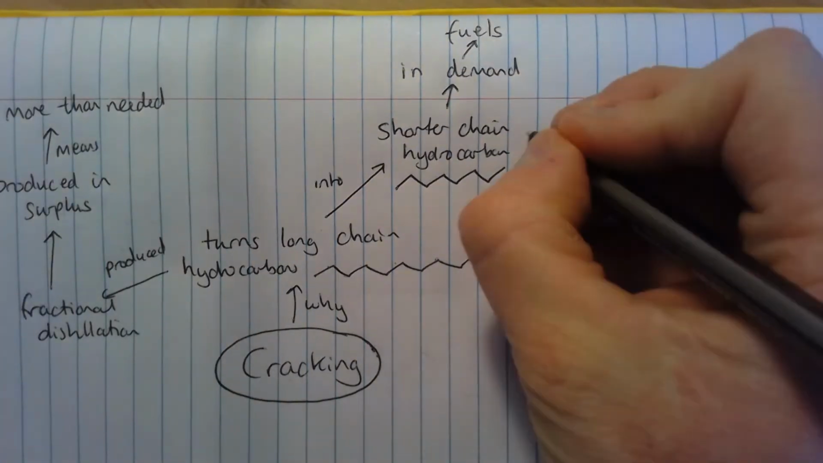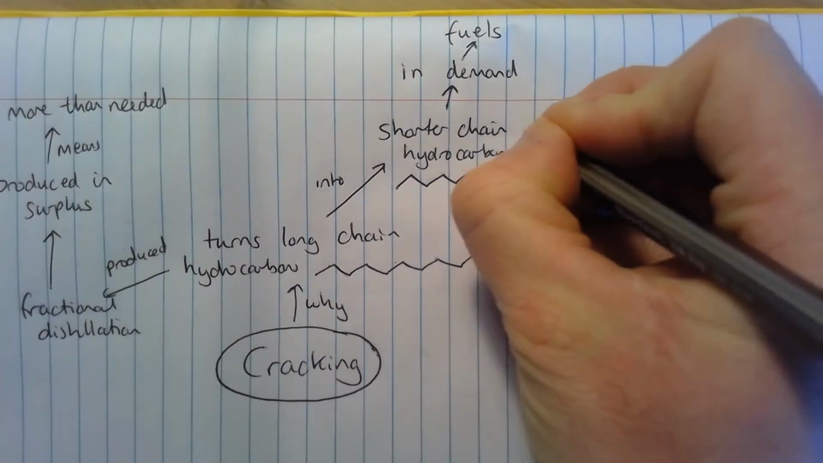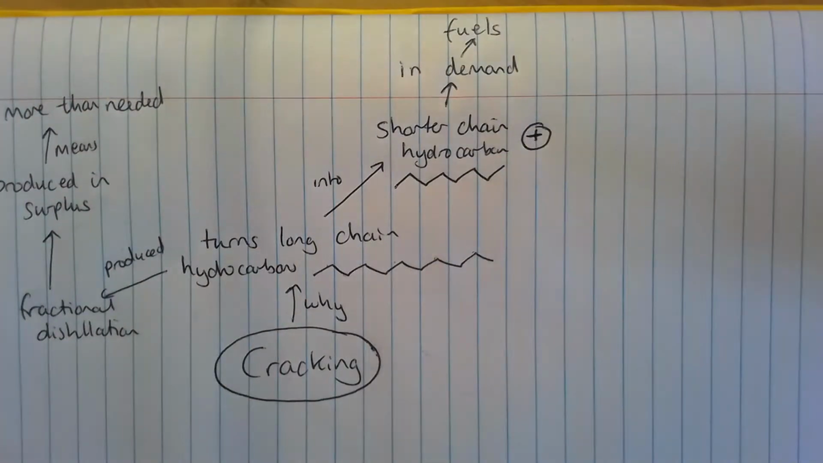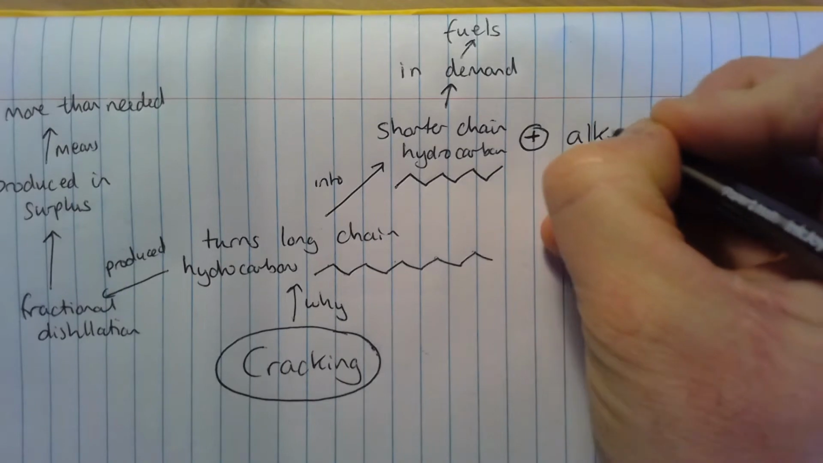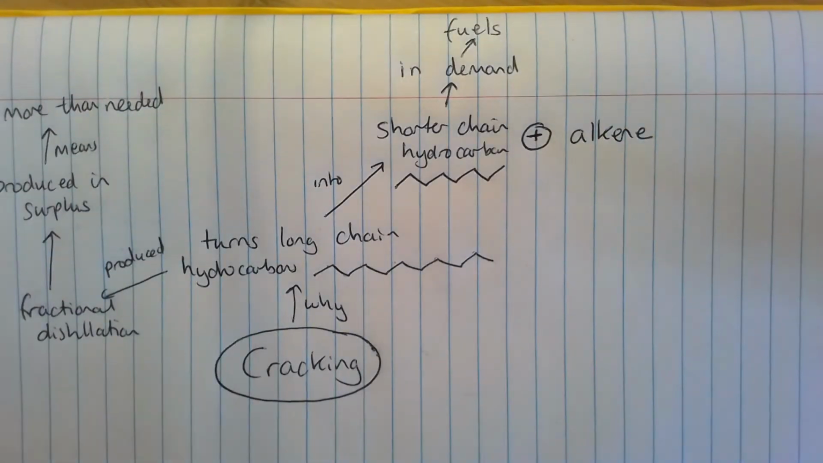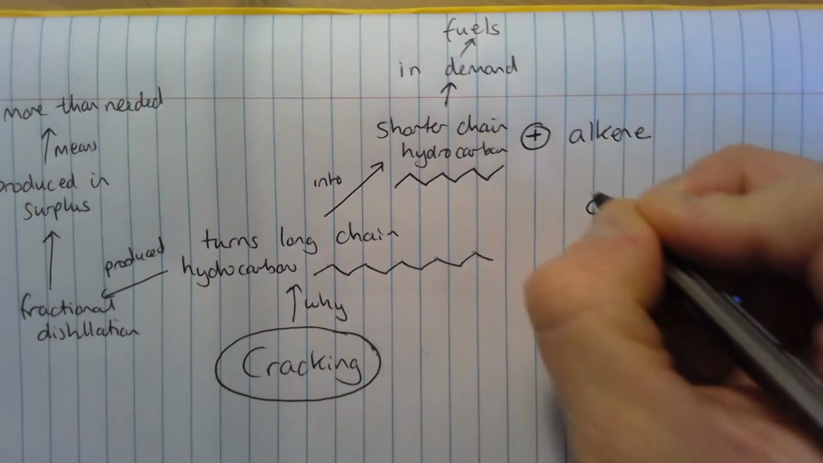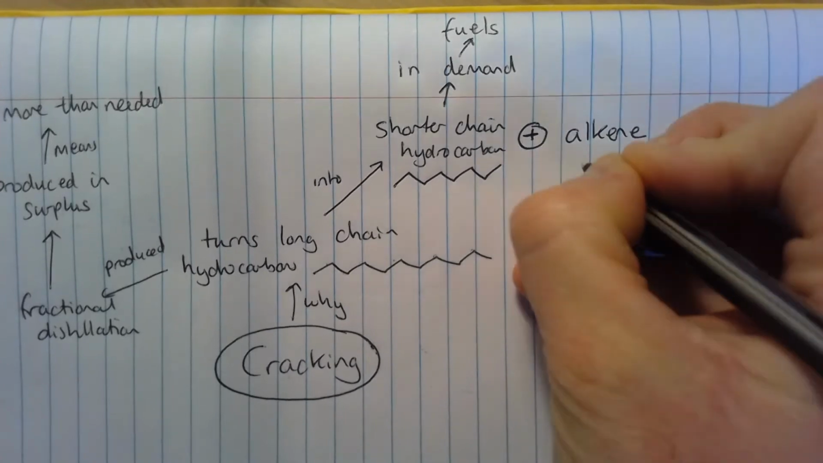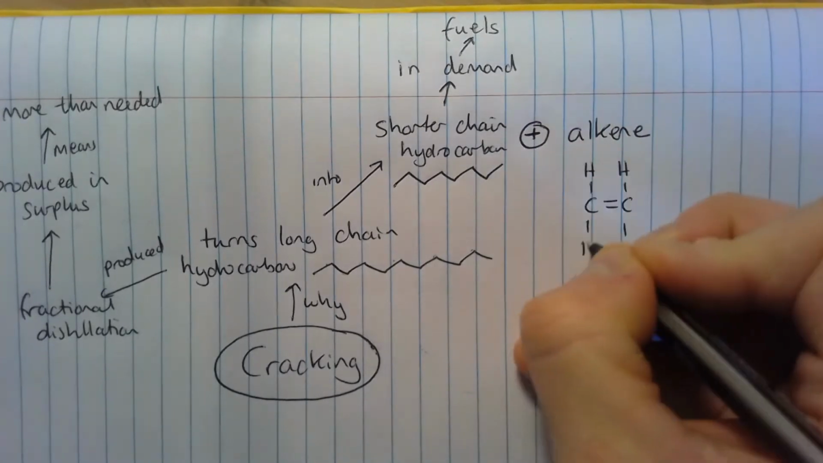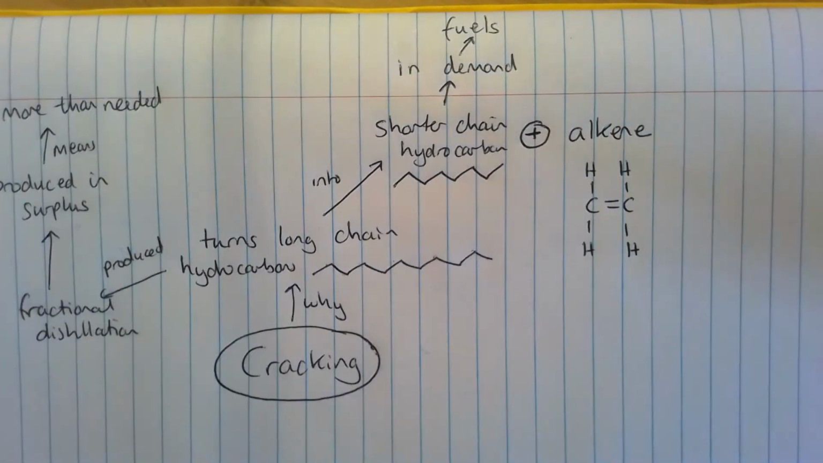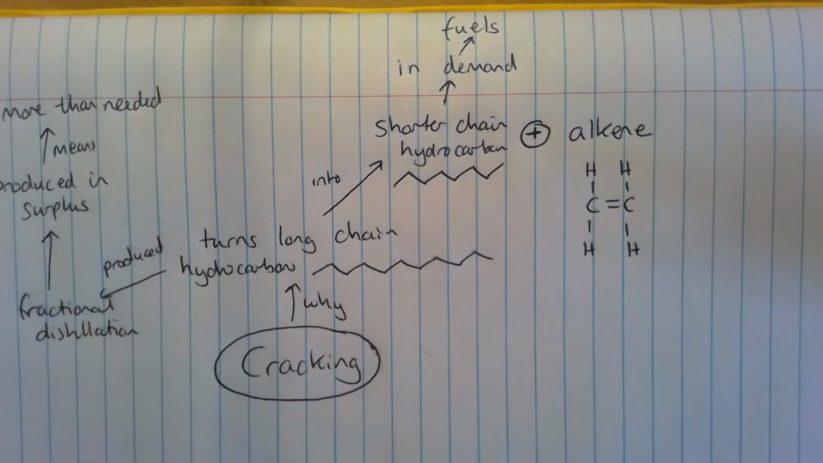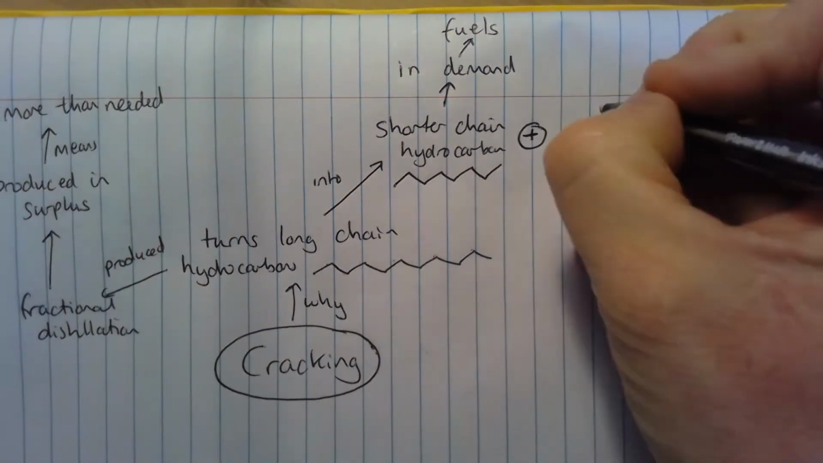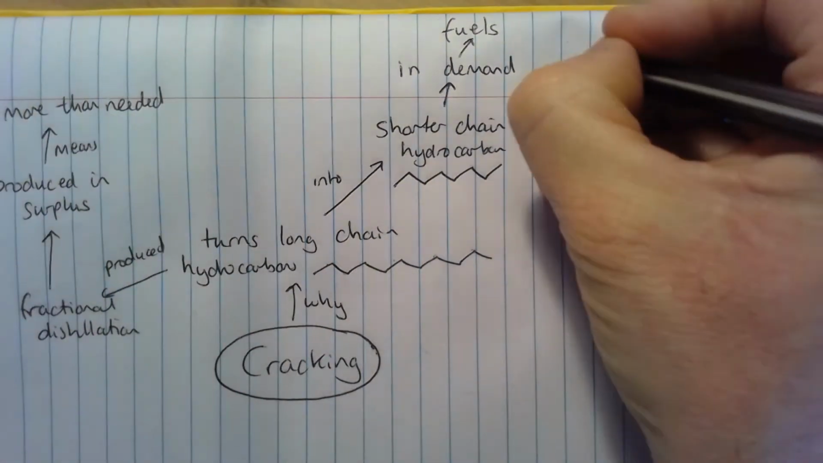But as well as producing a shorter chain hydrocarbon, it also produces a compound called an alkene. We're going to look at the structure of an alkene a little bit later, but for now I'm just going to say that an alkene has got a double bond between the 2 carbon atoms, and these are really important for making chemicals.